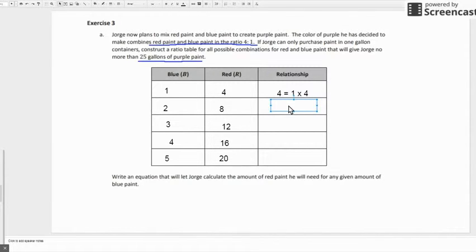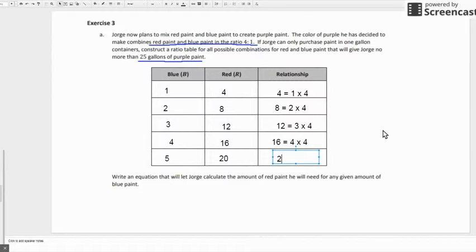If I continue to go, how did I get the red paint of 8? Well, I took the blue paint of 2, multiplied it again by 4, and that's how I came up with 8. Same thing, how did I come up with 12 for red? Well, I took my blue paint of 3, multiplied it by 4 once again to get 12. And as you can see, hopefully you're seeing a pattern. How did I come up with 16? I took my blue paint of 4, multiplied it by 4, and got 16.